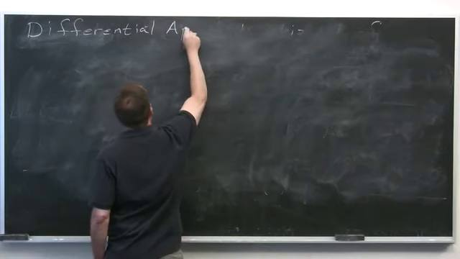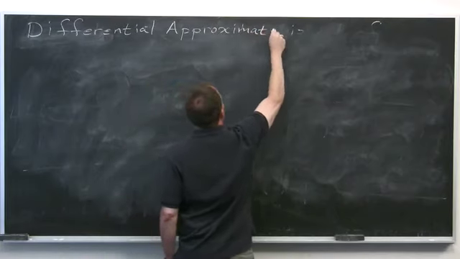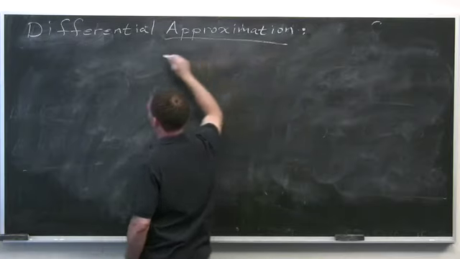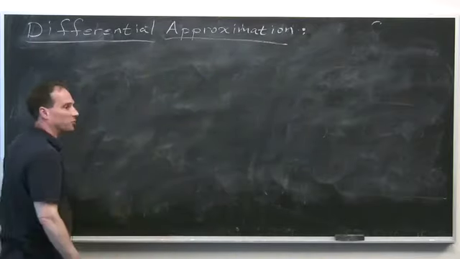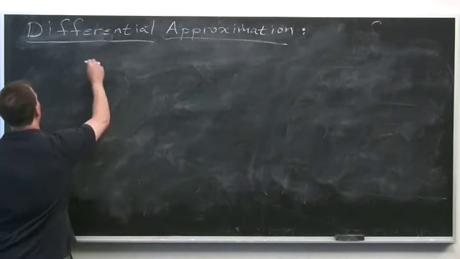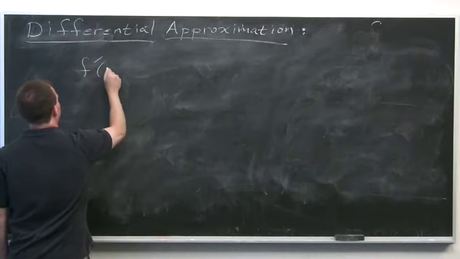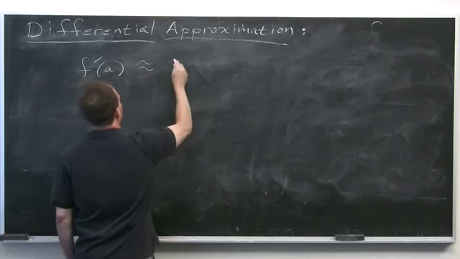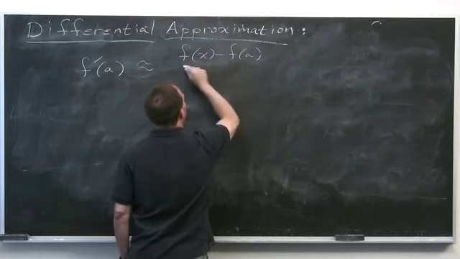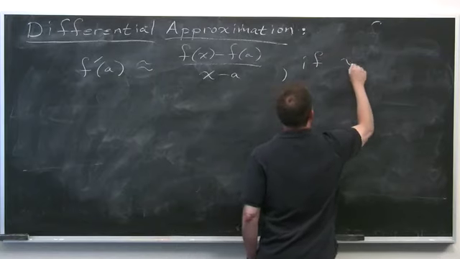This is no different from linear approximation, except you write it differently, and typically problems where you would use it in this form are phrased in a different way than linear approximation problems. So we had that f prime of a is approximately equal to f of x minus f of a over x minus a, if x is close to a.